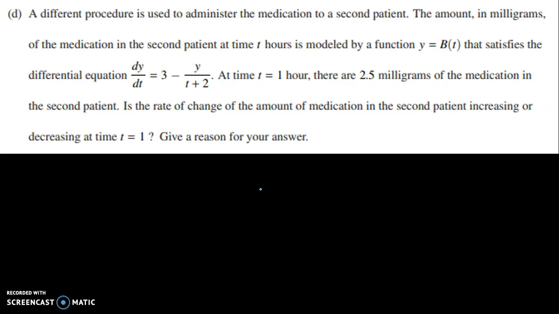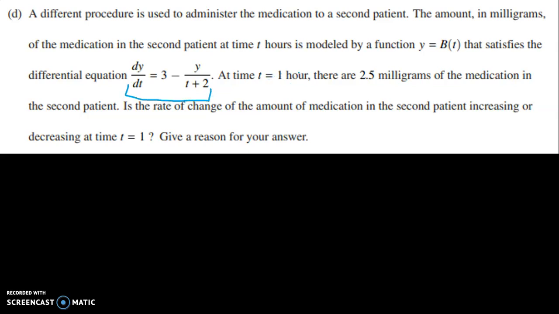A different procedure is used to administer medication to a second patient. The amount in milligrams of the medication in the second patient at a time t is modeled by a function y equals b of t. So we're saying that y and b are the same thing, and that's the amount of medication. This function satisfies the differential equation dy/dt equals 3 minus y over t plus 2. So this is my differential equation.